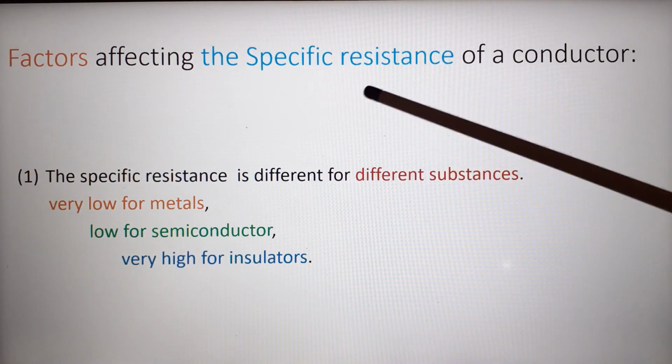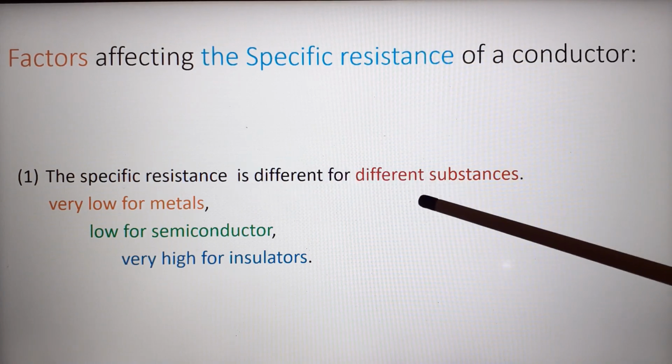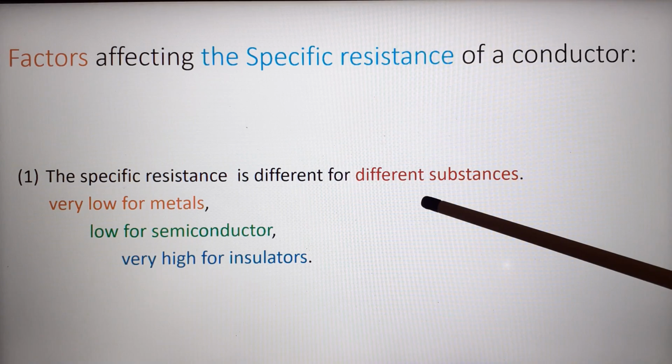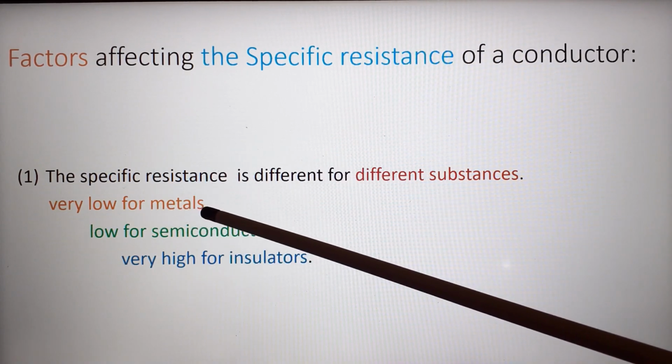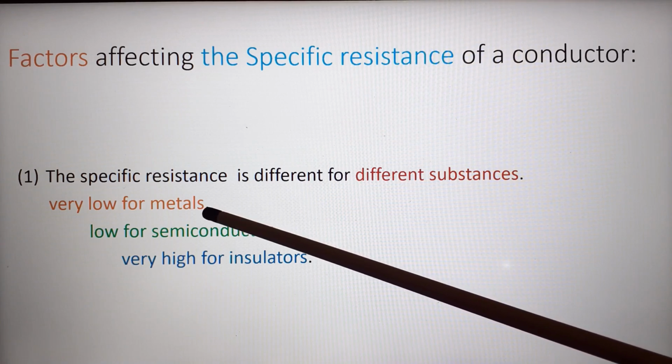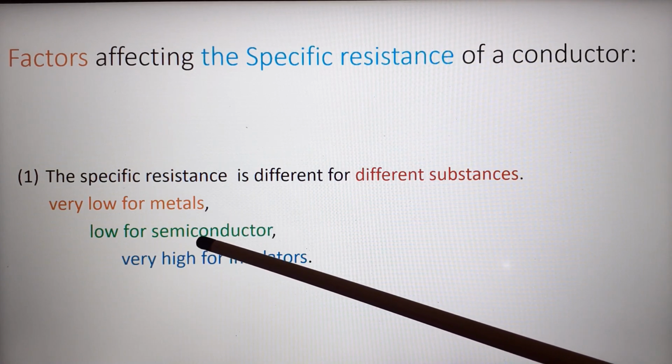Now let's study all the factors in detail. Specific resistance is different for different substances. So first is material. Now let's compare. Specific resistance is very low for metals, definitely, because metals have so many free electrons. Low for semiconductors. Semiconductor, its name suggests semiconductor.